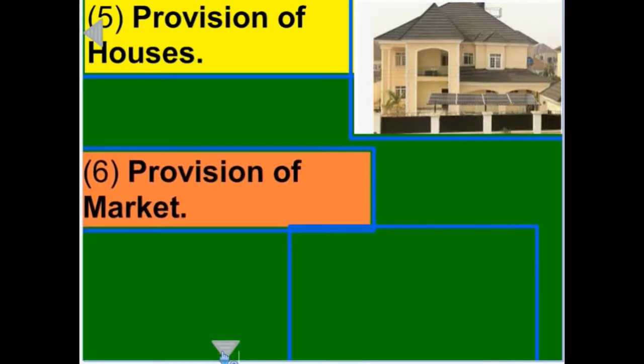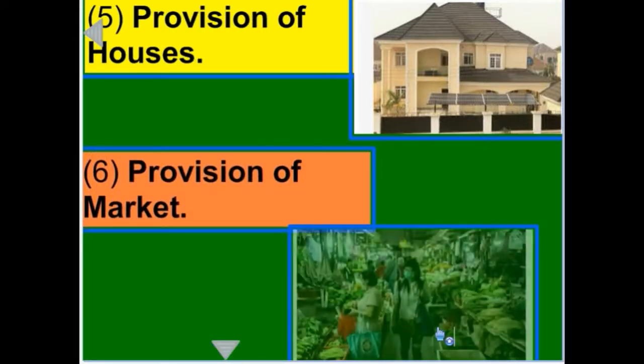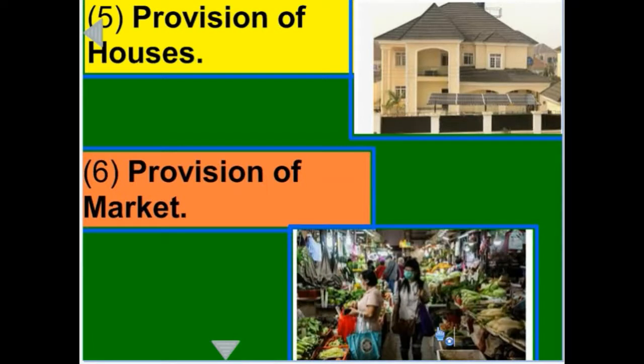Then in the area of provision of markets, you see another picture of markets where different food items and household items are being displayed. So this is another area where rural settlement perform function to the urban settlements.